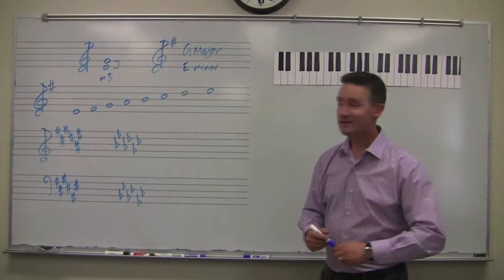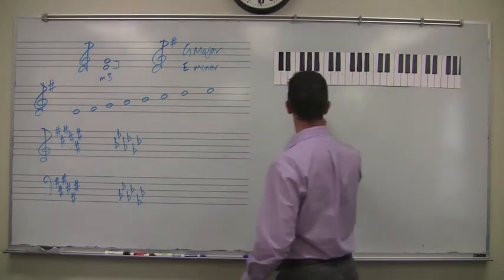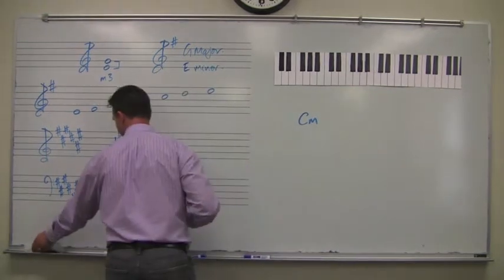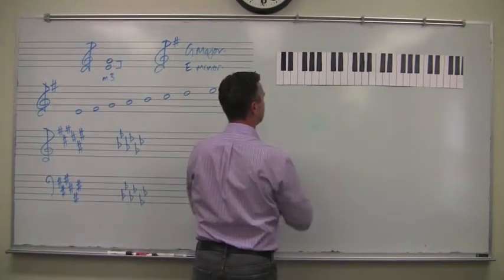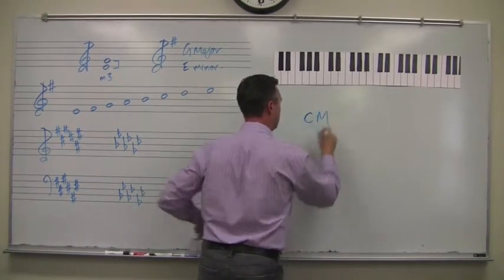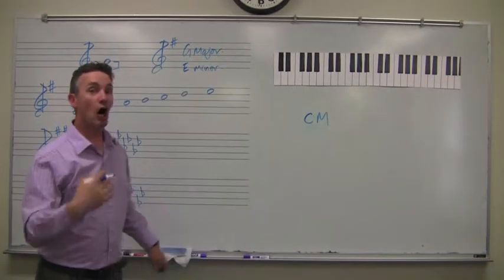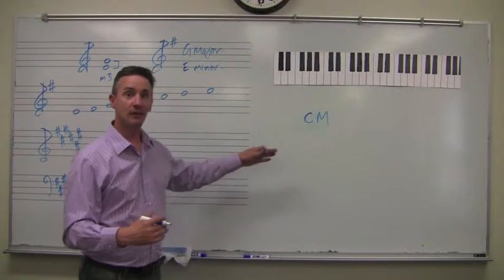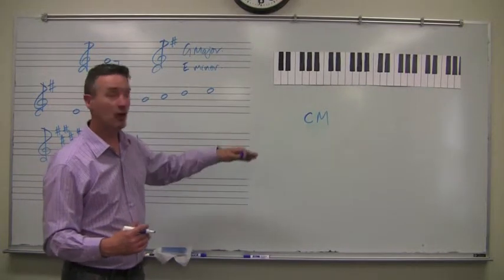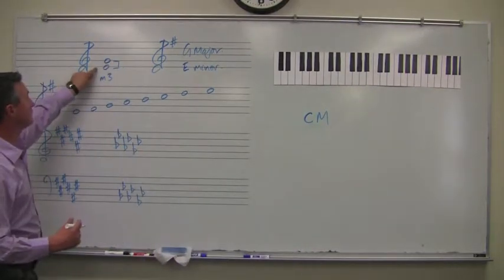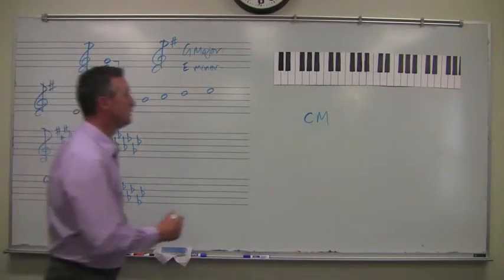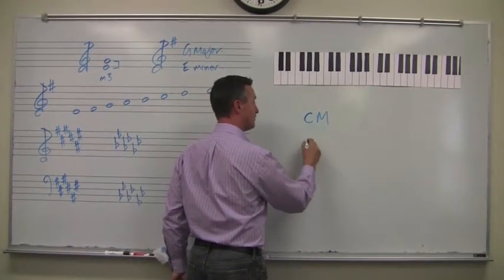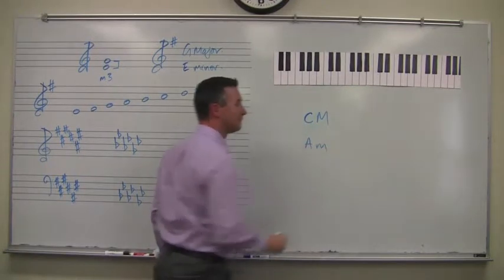So now I can say to you, okay, here's C major. Write that out. I put C minor up there and you can do that. Here is C major. What is the other key that shares that key signature? Well, it's got to be the key that is a minor third below it, because the minor key is a minor third below the major. What is a minor third below C? A minor third below C is A minor.